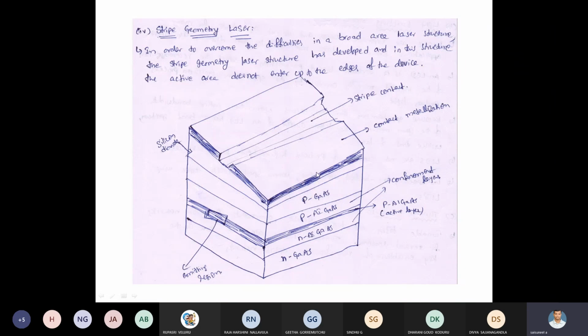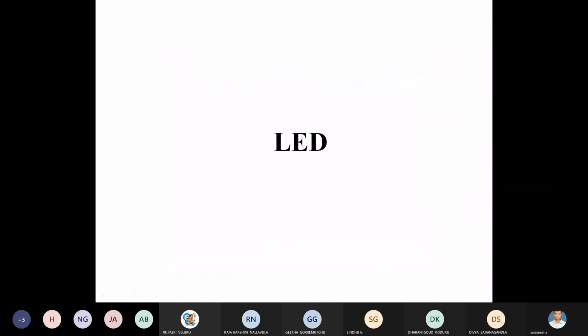This is also a double heterojunction structure. Here is the emitting region. All the optical power comes out in this direction only. This is a strip contact. We give the power to these strips for the working of this laser. Once we apply forward bias, conduction takes place across this double heterojunction structure, and we get optical power as output. That covers the laser structures.